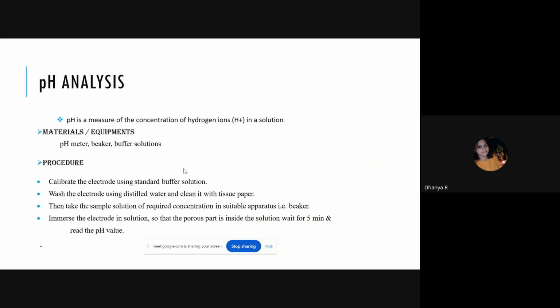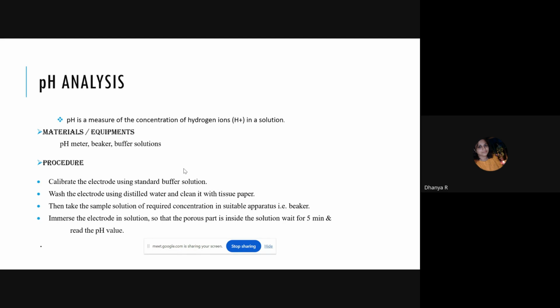Now coming to the next practical, pH analysis. pH is the measure of the concentration of hydrogen ions in a solution. For this, you will be needing a pH meter, a beaker, and buffer solutions. So the procedure of the experiment is, first you have to calibrate the electrode using standard buffer solution.